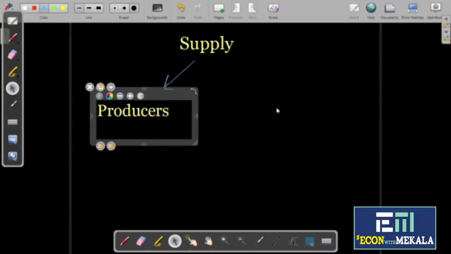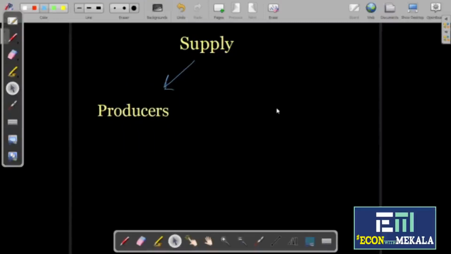So when we look at producers, why do producers conduct this economic activity? Because they want to make a profit. So producers are supplying goods and services. Through that, they want to earn money.